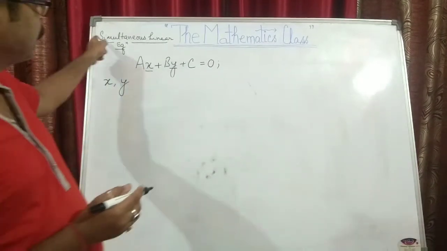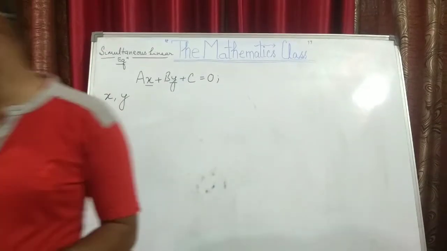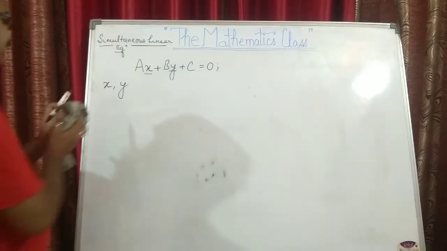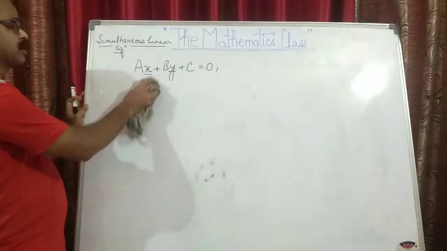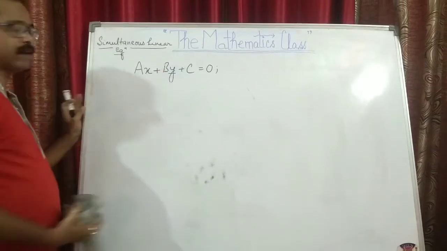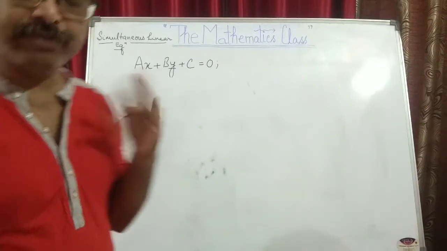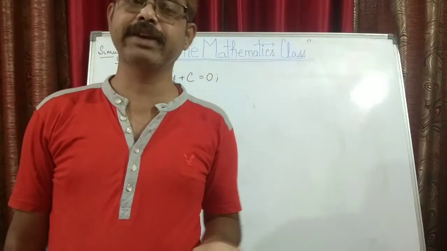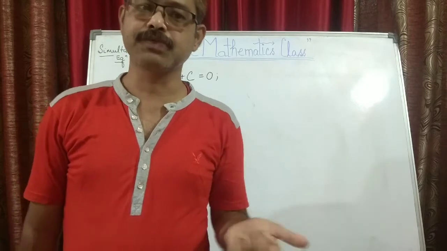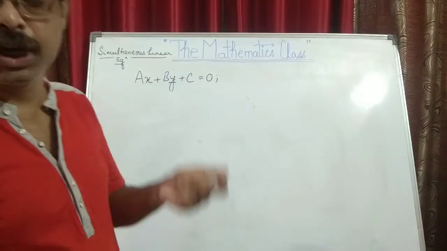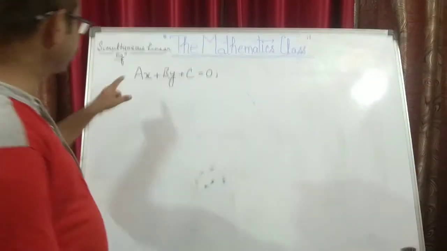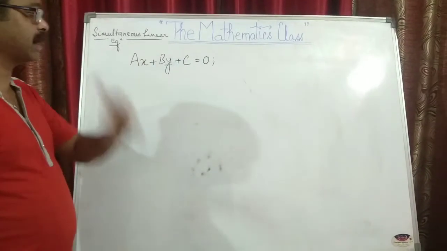Now what is a simultaneous linear equation? One thing you should know: if you have two variables, to find the values of the two variables you need two equations. For getting the values of three variables, you need three equations. For getting the values of n variables, you need n equations. So how do we get the values of x and y?